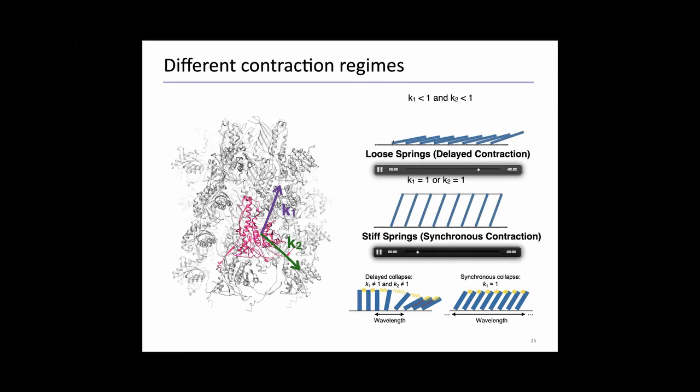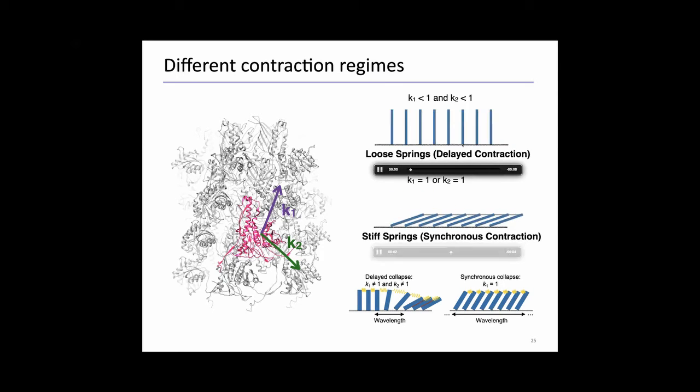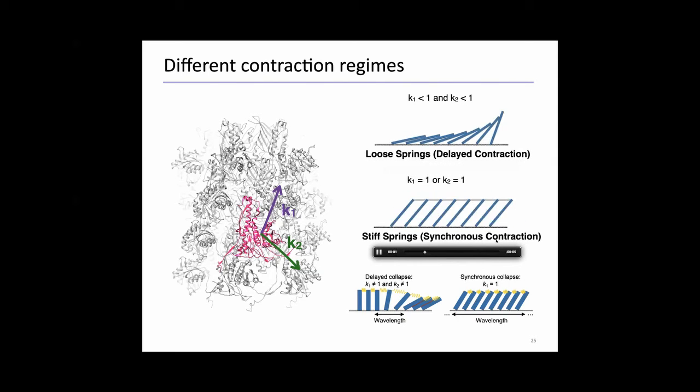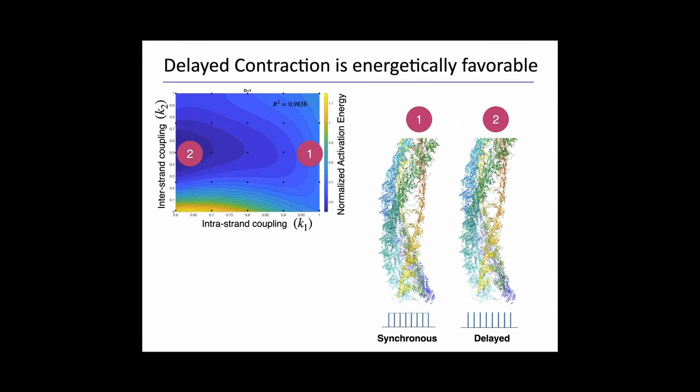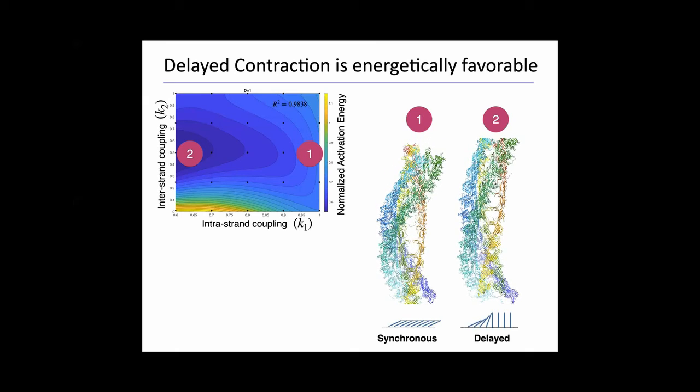So we have loose springs, we have this delayed contraction, or stiff springs, we have a synchronous contraction. And this allows us to generate different free energy profiles. And then we find an area where the activation is at a minimum. And this is our most probable contraction scenario, but there is more. We need to extrapolate it to the full length structure.